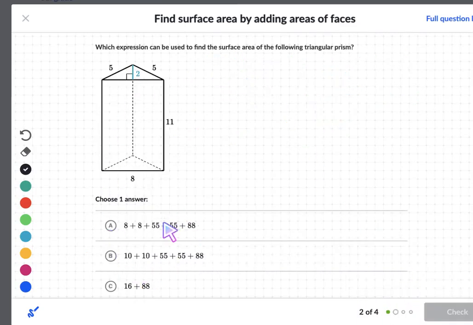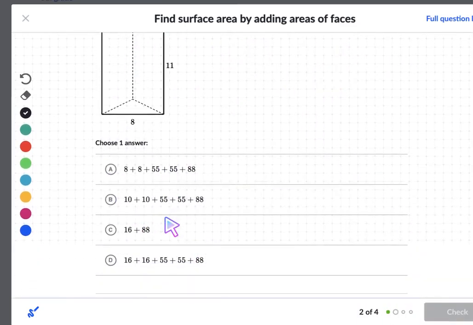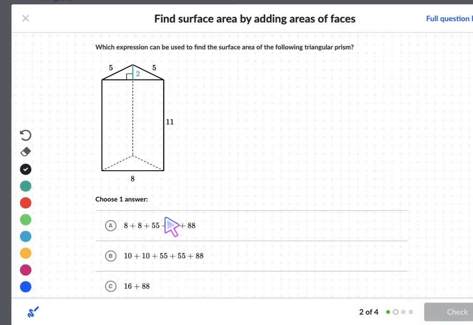So all these types of questions are just asking you which expression is the best, okay? Go ahead and pause this one and try it on your own first.